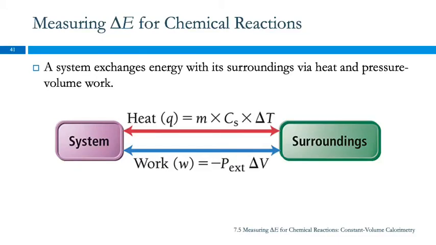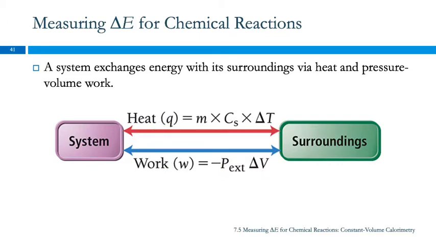So how do we actually measure the change in internal energy for chemical reactions? Well, we have to look at the system and its surroundings. A system exchanges energy with the surroundings through two methods, heat and work. And we've looked at both of these now. Heat can be quantified as the mass times the specific heat capacity times the change in temperature. And the work is negative P external times the change in volume.